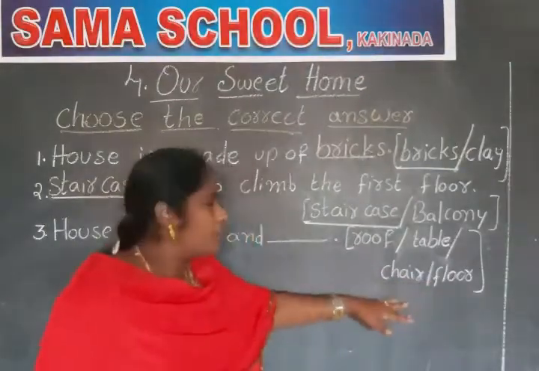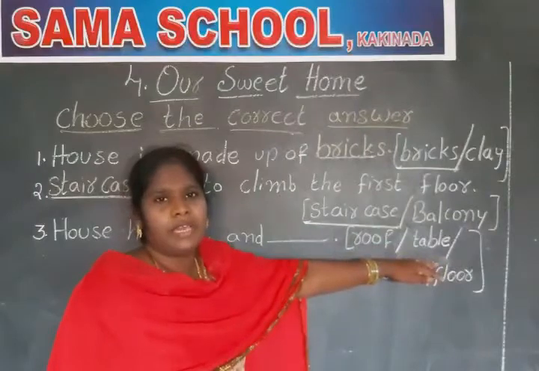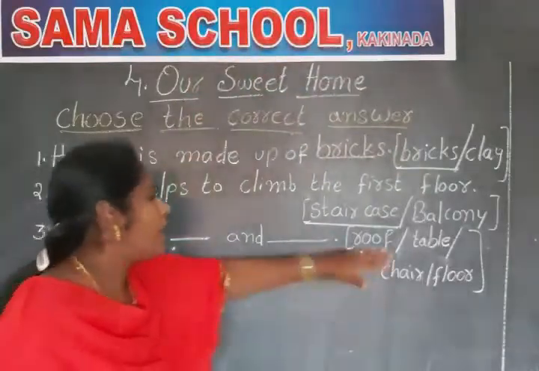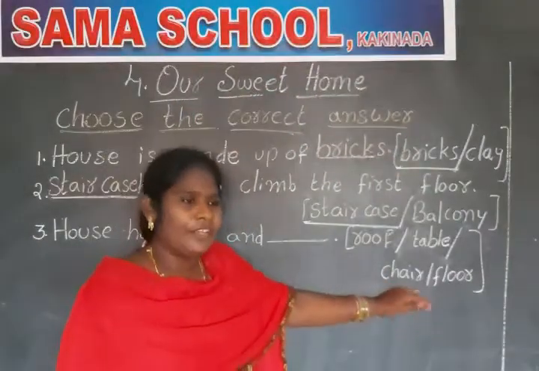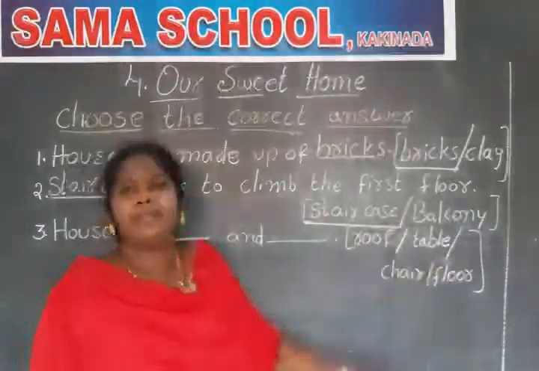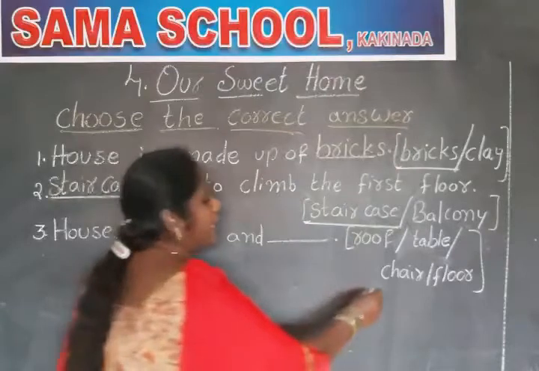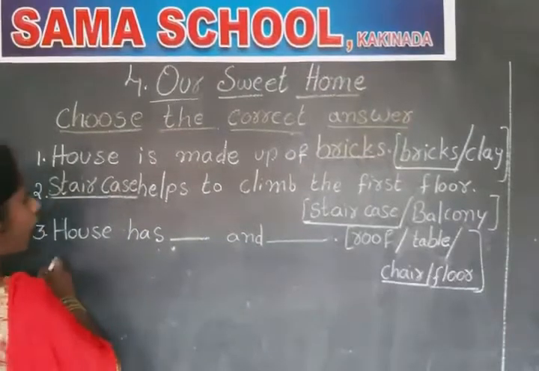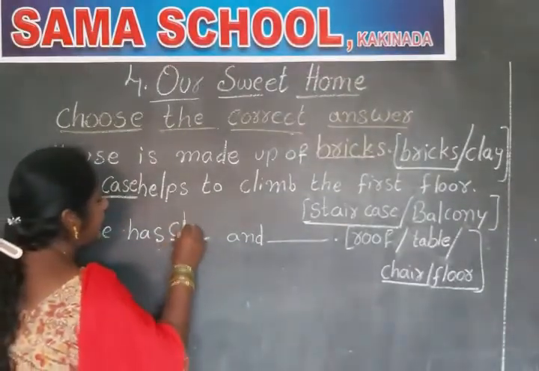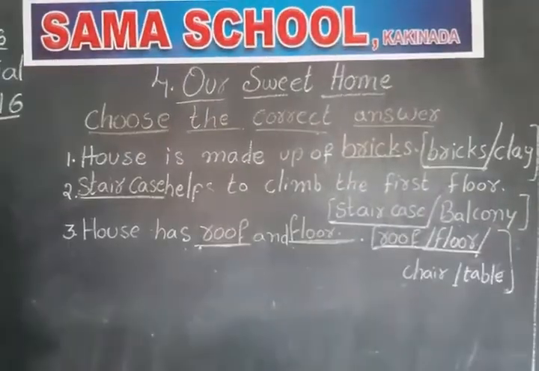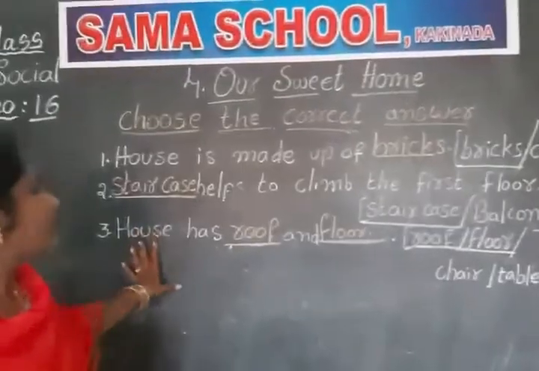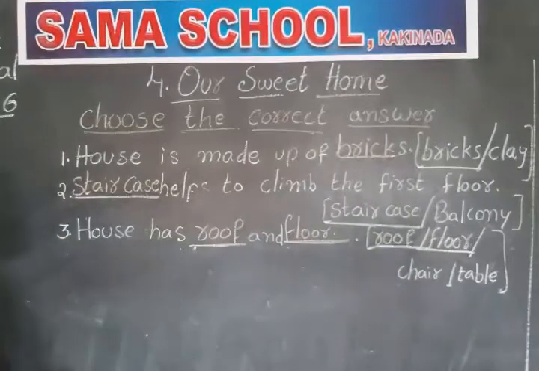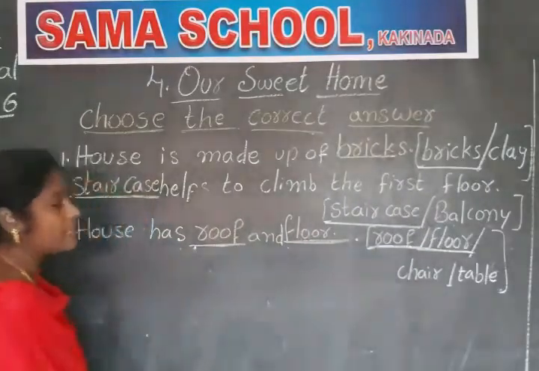A chair is placed on the floor, but we cannot place a table on the roof. Can we put a table on the roof of the house? So we have to choose the answer chair and floor. On the floor a chair will be there, but on the roof a table will not be. So chair and floor is the right answer. Clear? Now see. The parts of the house I said in the before explanation.